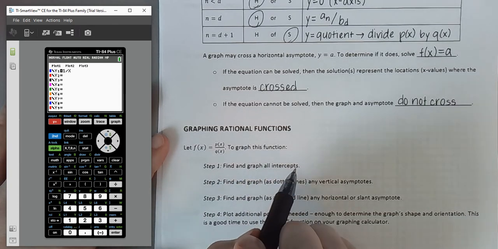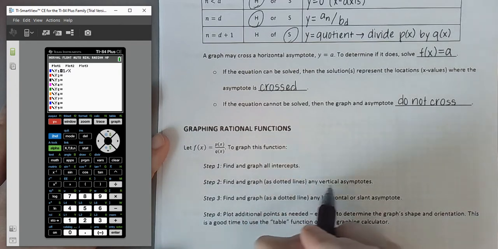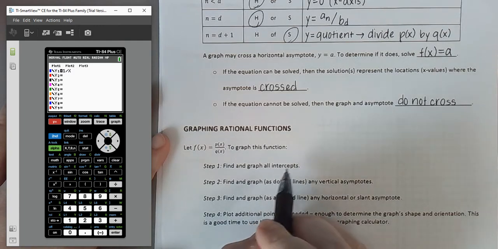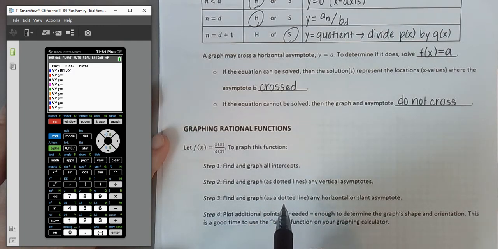Now once we have our intercepts, we're going to graph all our vertical asymptotes as dotted lines. Find all of those, graph those. We graph them as dotted lines because remember they're not actually there. They're imaginary boundaries that are splitting our graph up into pieces.